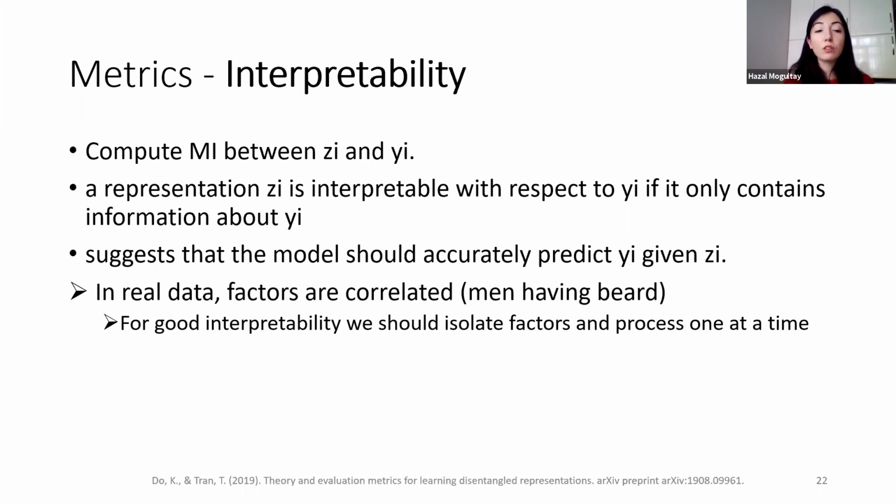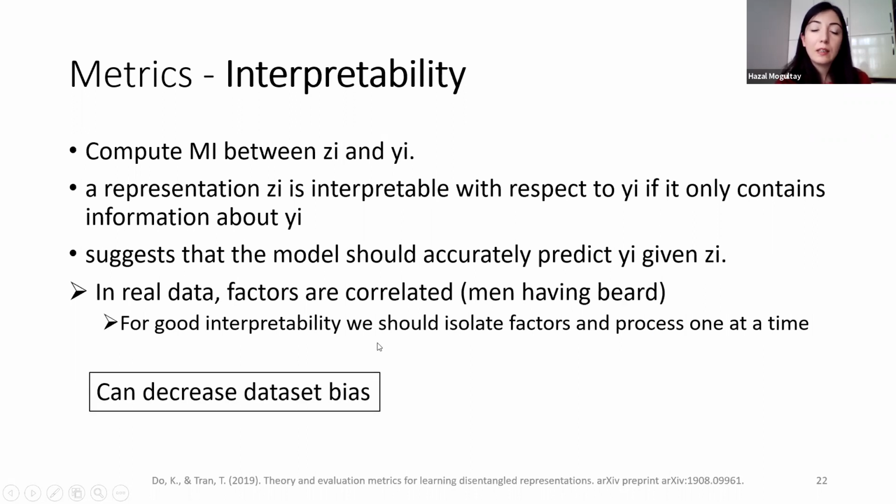So they also say that in real data, factors are correlated. For example, in the faces data set, only men having beards, for example, in the CelebA celebrity face attributes data set. So for good interpretability, we should isolate the factors and process one at a time. So we should process man at one time and beard at another time. This can mean two things.